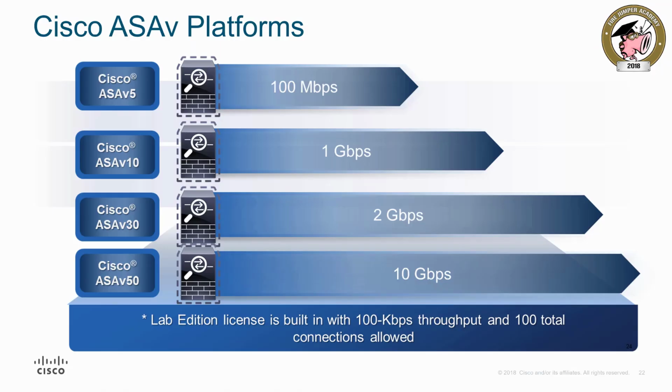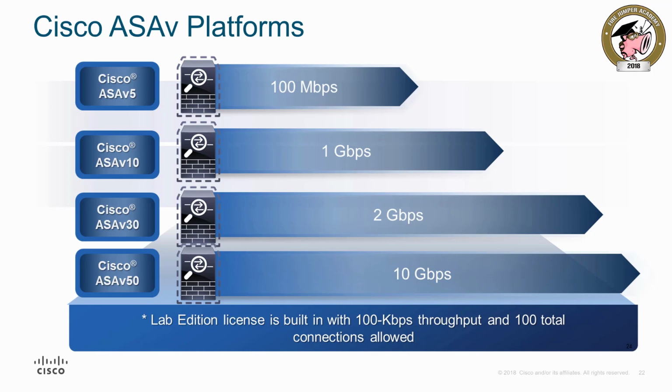In terms of the ASAV offering, as you can see here, there are a few offerings in terms of the virtual form factors that the ASAV can offer. So the ASAV 5 can give you 100 meg of throughput capability, all the way up to the ASAV 50, which is 10 gig throughput capabilities.